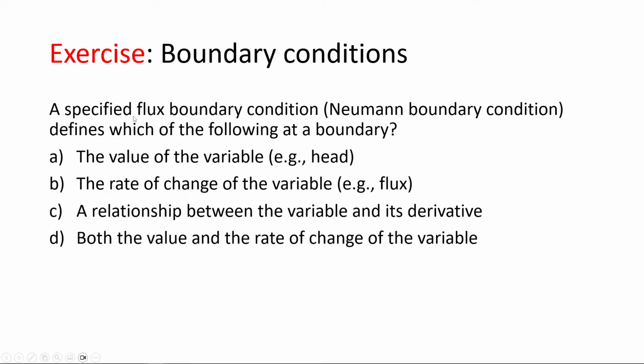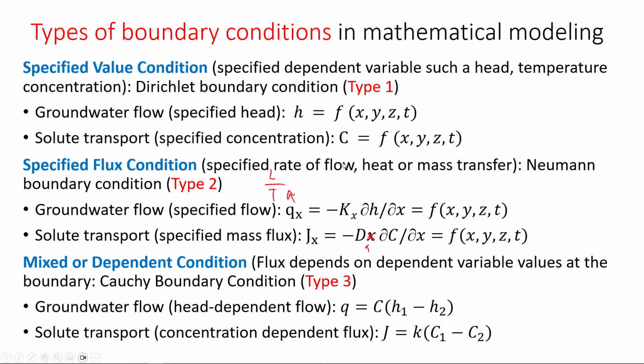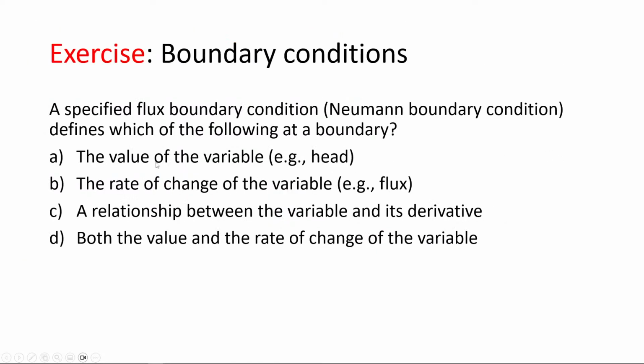You can look in detail in this lesson, but we had, for example, an exercise. A specified flux boundary condition, Neumann boundary condition, defines which of the following? The value of the variable, e.g. head? No, this is not the value of the variable. The rate of change of the variable, the flux, how much flux is entering or leaving the system. The relationship between the variable and its derivative, both value and rate of change? No. So the correct answer here will be B.